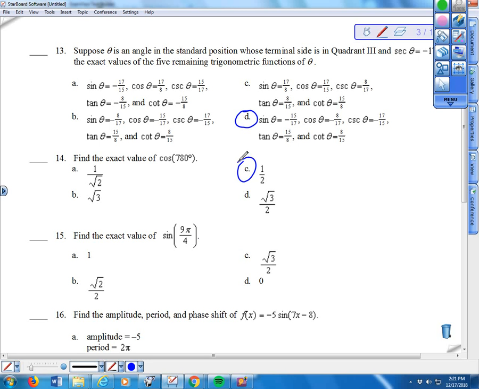Exact value of sine of 9 pi over 4. My guess is it's going to be a 45 since it's over 4, but which quadrant? 4 goes into 9, so it's first quadrant, right? It's the equivalent of, because 8 pi over 4 is all the way back to here, and then I have one more pi over 4, and I want sine: square root of 2 over 2.